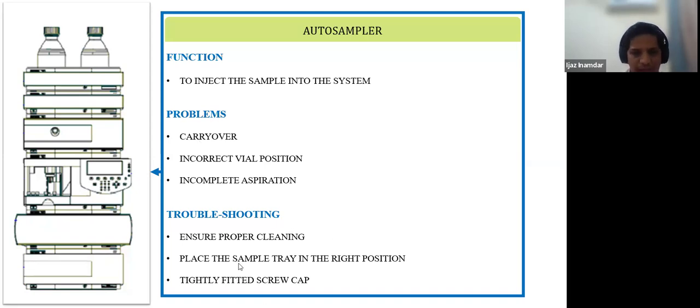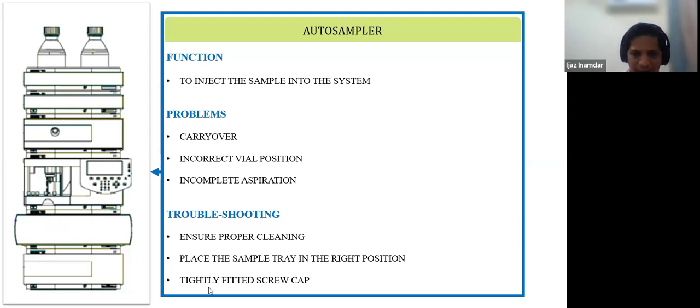Okay. So if you want to resolve carryover, ensure proper cleaning. After you inject each vial into the system, make sure that you keep a cleaning vial also, and tell the system that after you inject every sample, it should clean itself with this cleaning vial. That is pretty routine. And again, incorrect vial position: make sure that the sample trays are kept in the right position and your vials are kept in the right position.